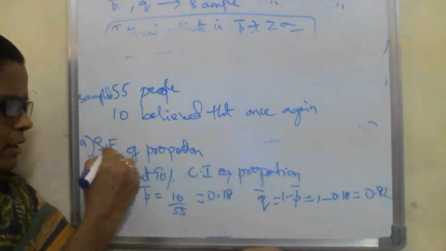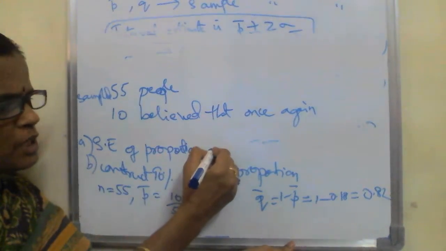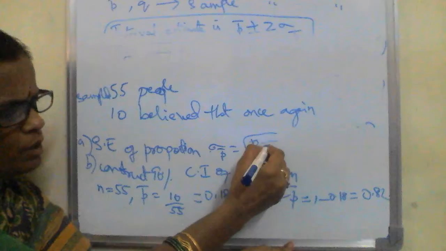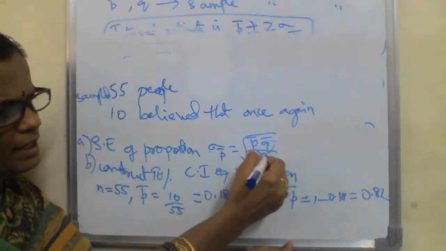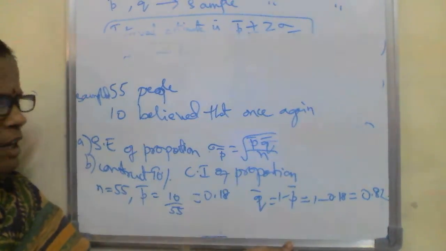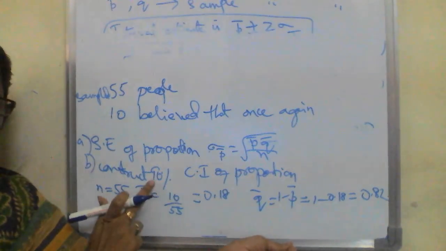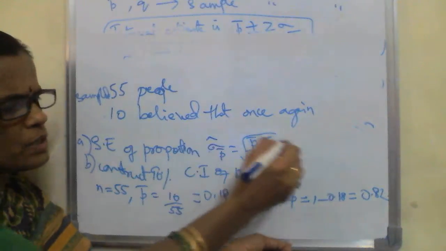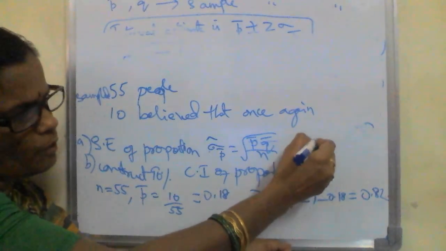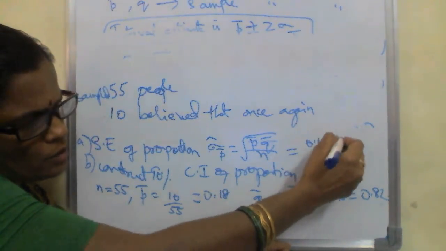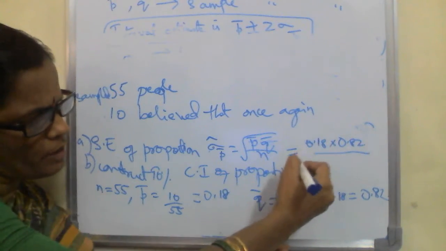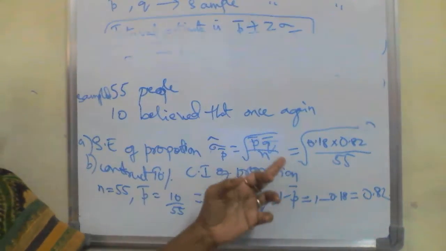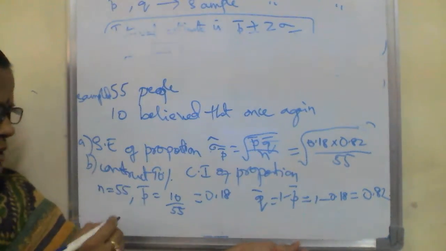Now you have to find the standard error of proportion, that is, sigma p bar is square root of p bar q bar by n. Since from the sample you are getting the proportion of success, we took p bar, so this will be an estimated value. So this is the square root of 0.18 into 0.82 divided by 55. This value you find, whatever you get here. Then construct a 90% confidence interval.